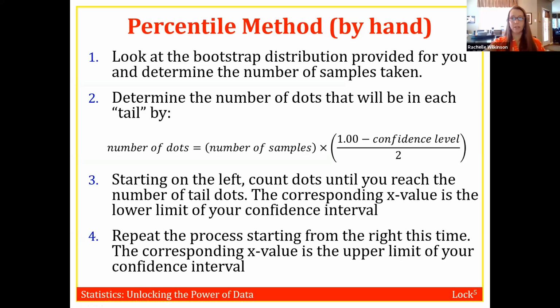Once you come up with the correct number of dots, we're going to start on the left, count over that many dots, and draw a line. Wherever that line crosses the x-axis, that value is the lower bound of your confidence interval. Same thing coming from the upper direction. I'm going to start from the right, counting over that many dots, and draw a line. Where that line crosses the x-axis is the upper limit of your confidence interval.